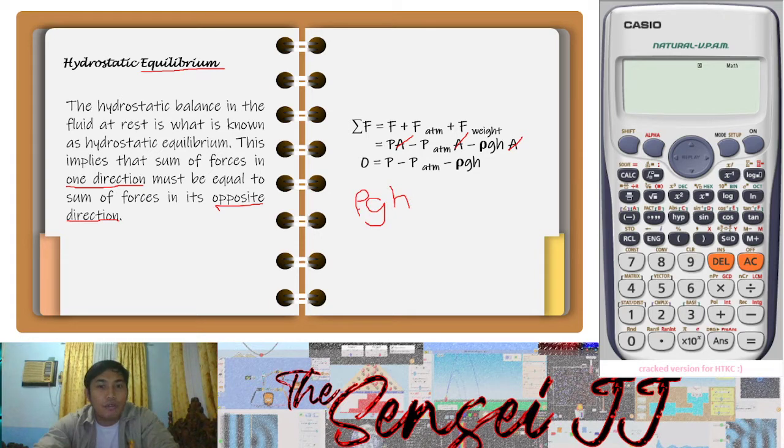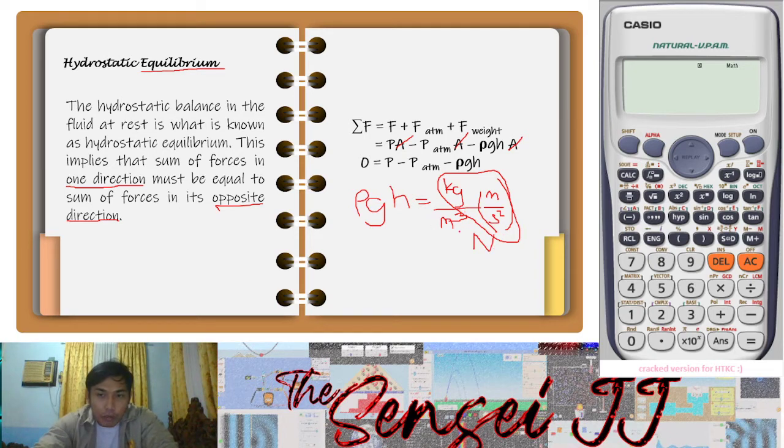What's the unit of our rho? The unit of our rho is kilogram over cubic meter, which is mass over volume, right? And we have a unit of gravity of meter per second squared, which in fact will be in newtons, right? This will be in newtons.